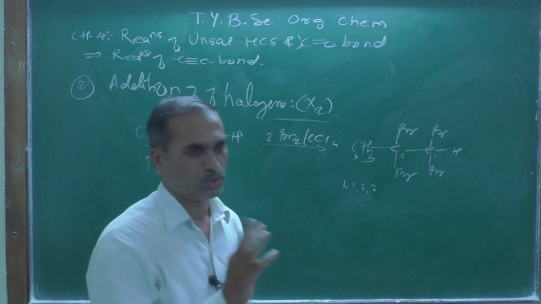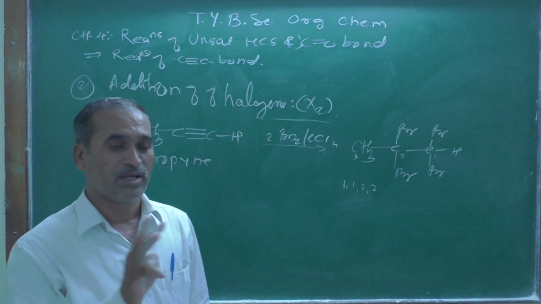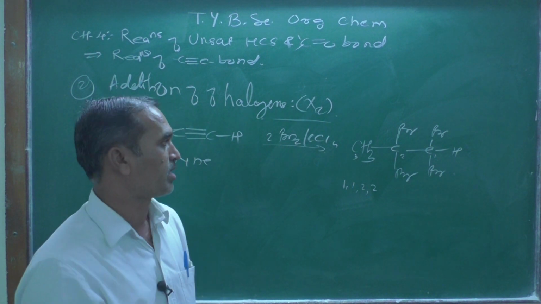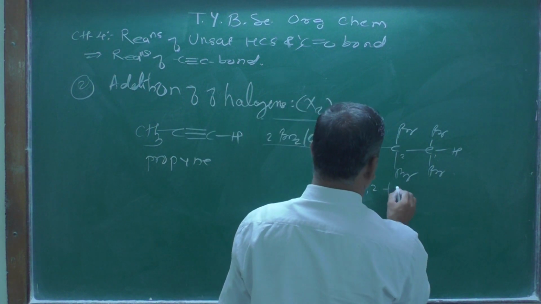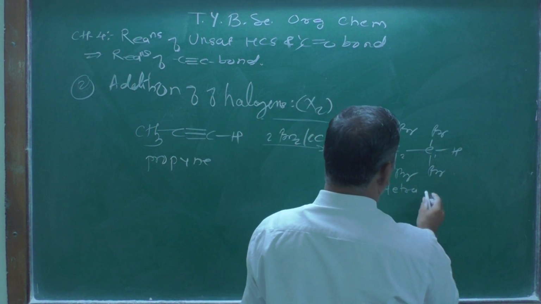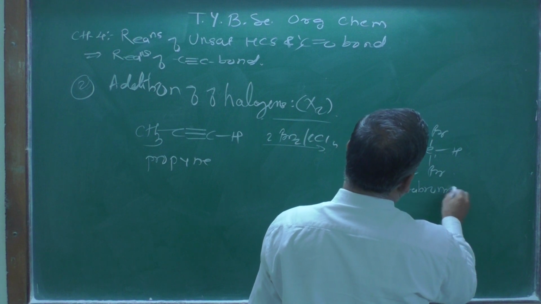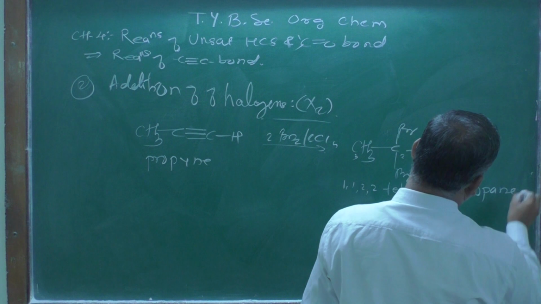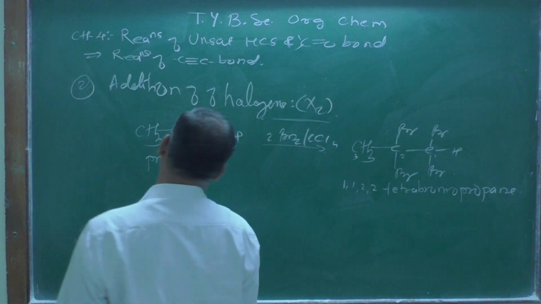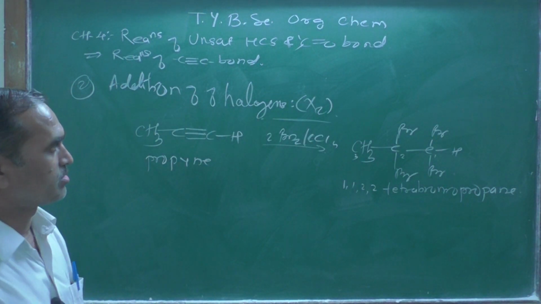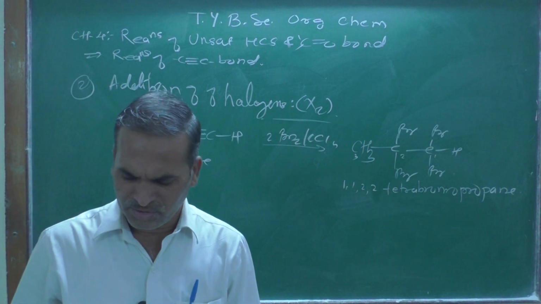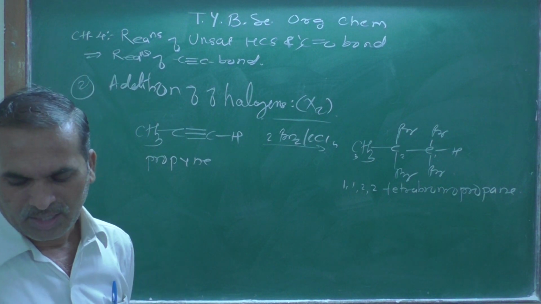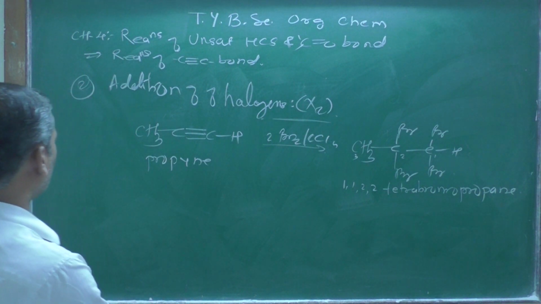If 2 is there, we call it di. 3 is there, we call it tri. 4 is there, we call it tetra, and therefore you can call it tetrabromopropane. Tetrabromopropane, that is the IUPAC name of this compound. Look at this one. This is about the addition of halogens.